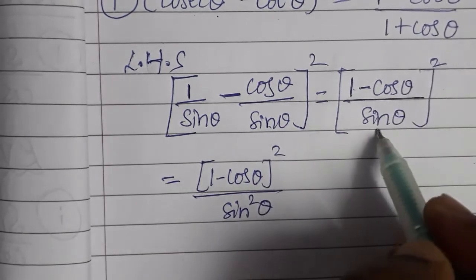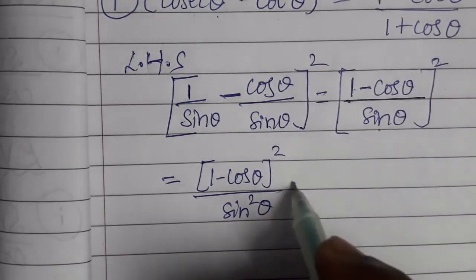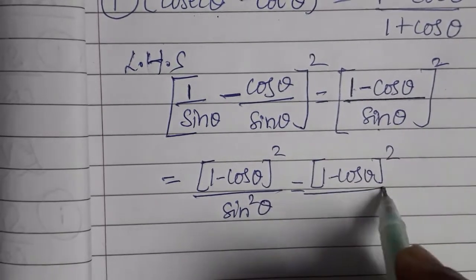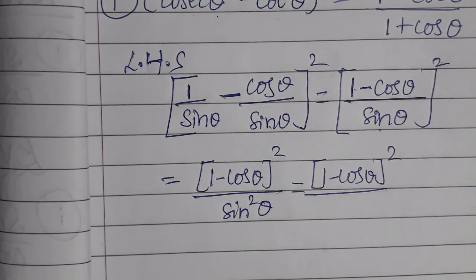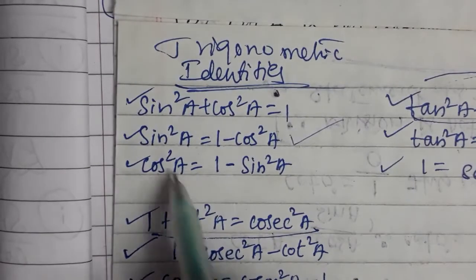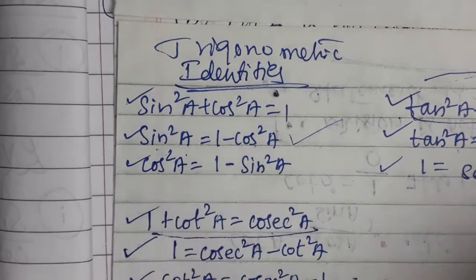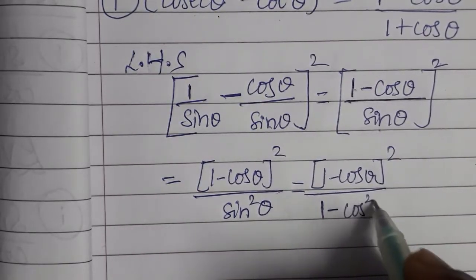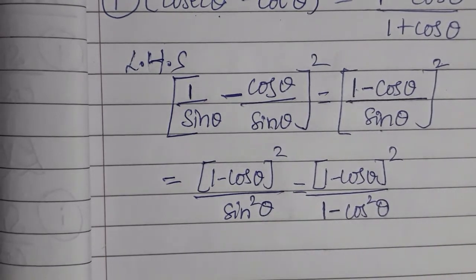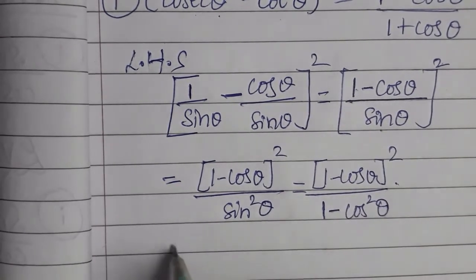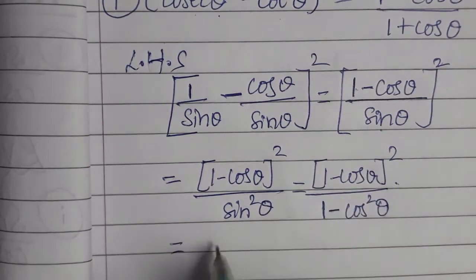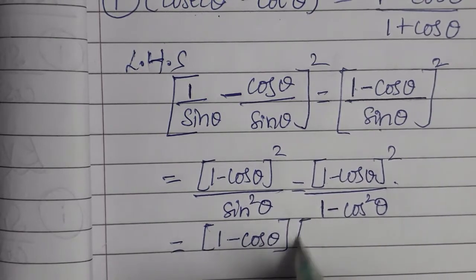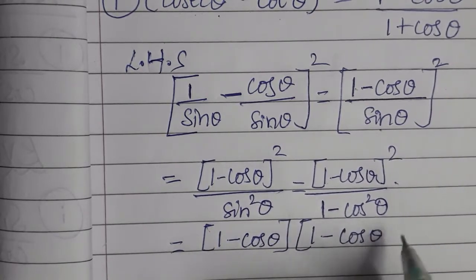This square belongs to numerator as well as denominator. Now (1 minus cos theta) the whole square by sin² theta. You can notice here sin² theta is equal to 1 minus cos² theta. Replace with 1 minus cos² theta. So now you can notice (1 minus cos theta) the whole square can be written as (1 minus cos theta) into (1 minus cos theta).